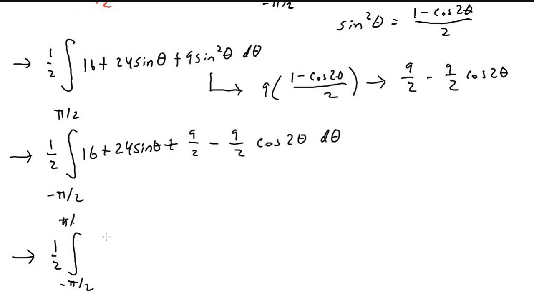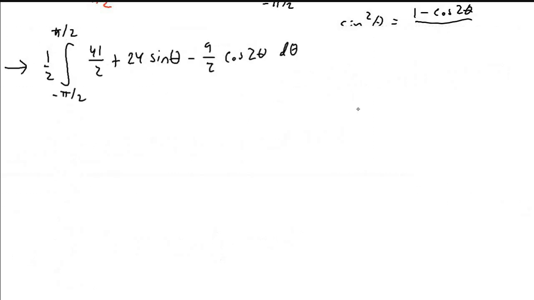So I'll rewrite the integral once again. Plus 24 sine of theta minus 9 halves cosine of 2 theta d theta. And now finally we can integrate. So I'm just going to go ahead and remove most of this stuff here. So the integral of 41 over 2 is obviously just 41 theta over 2.